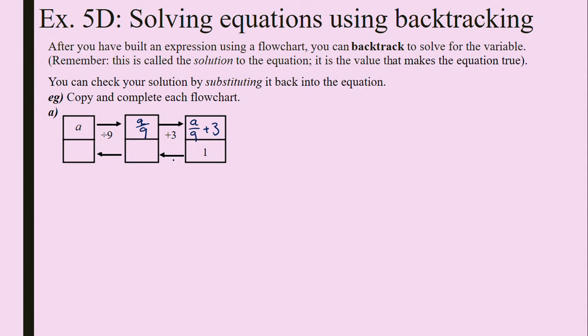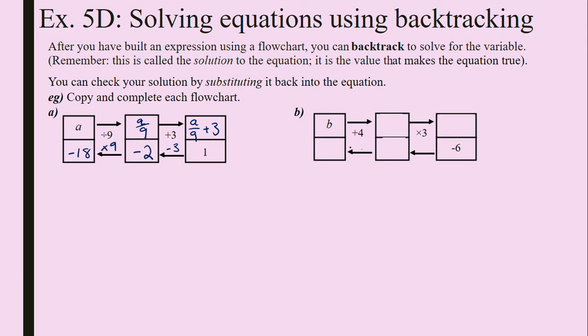So to backtrack, okay, the opposite of plus 3 is minus 3, and 1 take away 3 is negative 2. The opposite of then divide by 9 is multiply by 9. So negative 2 times 9, remember a negative times a positive number will make a negative number, and 9 times 2 is 18. Okay, we'll try another one.